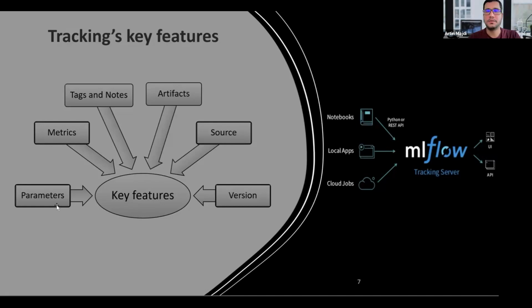For the tracking, I'm skipping through this. I already explained that you can save your artifacts, meaning models, and you can save metrics, accuracy, AUC, and parameters. And you can add tags. What was the source? For example, GitHub or local. And then you can also version it.